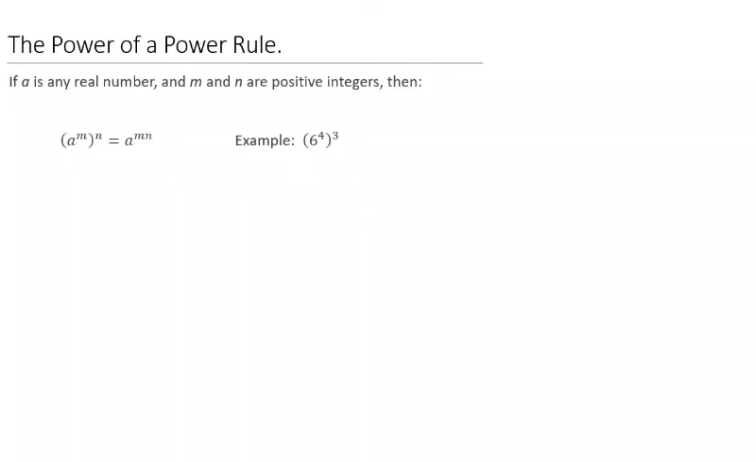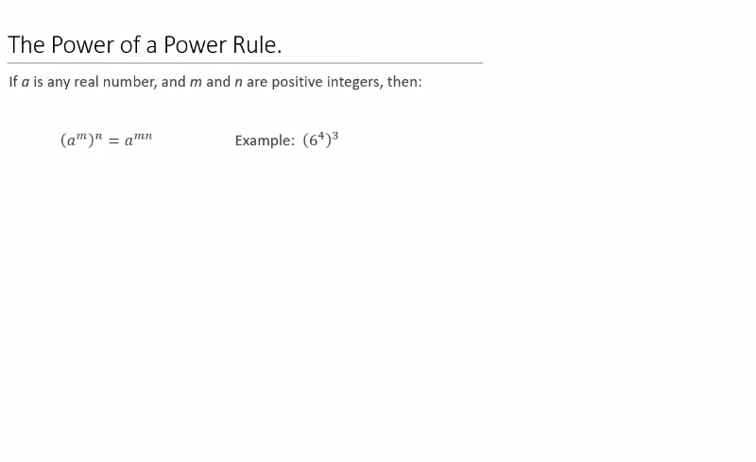Right, the last rule we're going to talk about in this video is the power of a power rule. The power of a power rule says if you have a power raised to another power, then you can multiply those exponents. And this is the only rule of our operational rules.